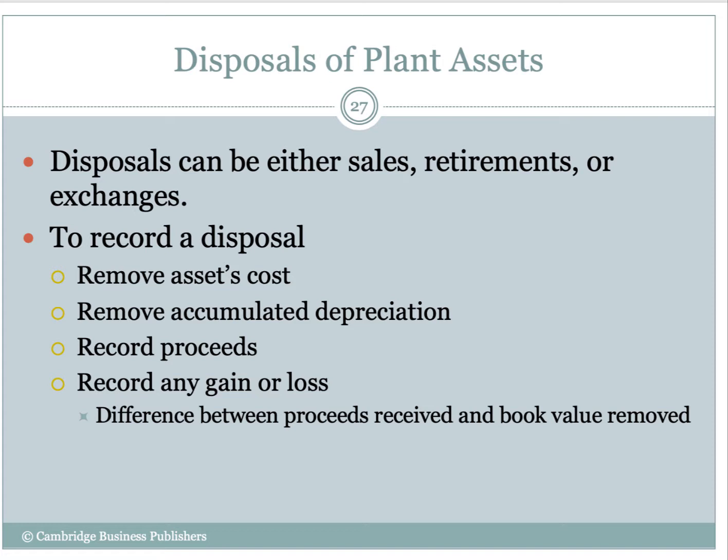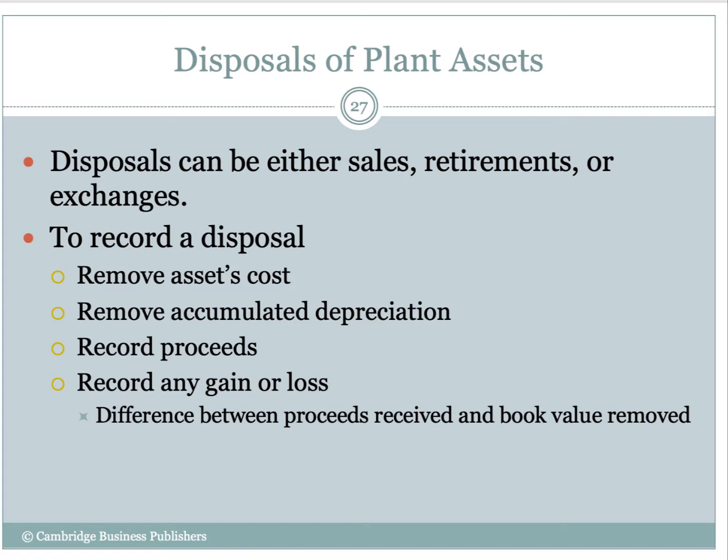Means we just junk it, we scrap it, right? It has no salvage value to us. We're just gonna drop it off at a junkyard and whatever, right? Or we can exchange it. We can take that truck or that delivery van and exchange it for another delivery van, okay? So basically, any of those three options is an acceptable way to dispose of a plant asset.